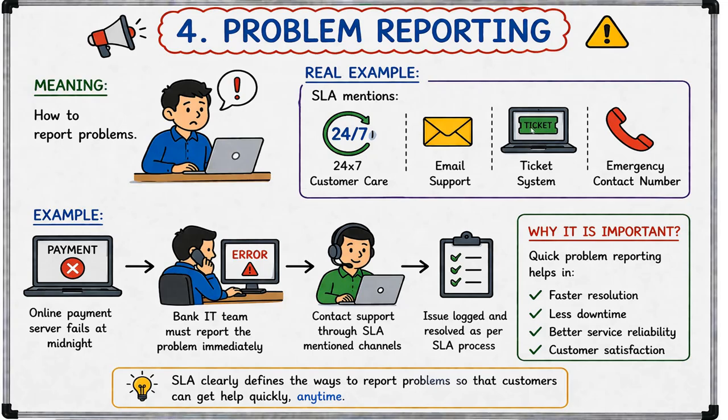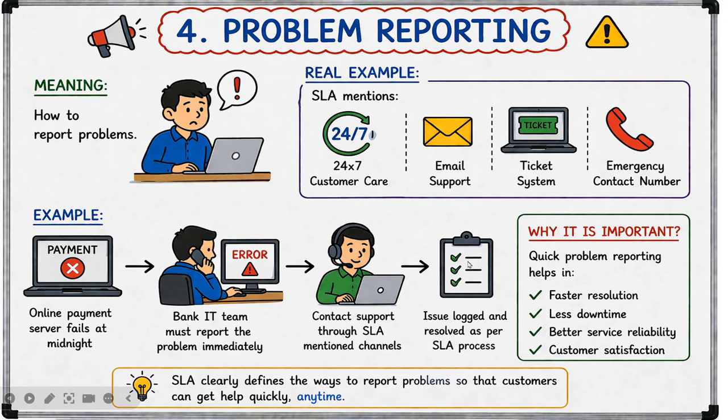Then second is email support, where customers can report issues by sending an email. It includes writing the problem details, attaching screenshots or logs, and getting a response within a specified time. It is useful because it is good for non-urgent issues and keeps a written record of communication, and it helps in tracking and documentation of the problems.